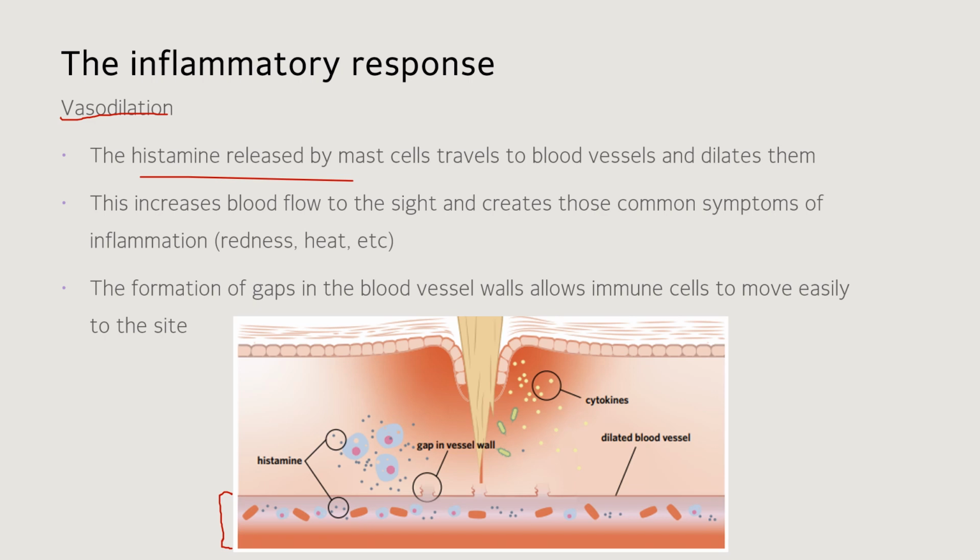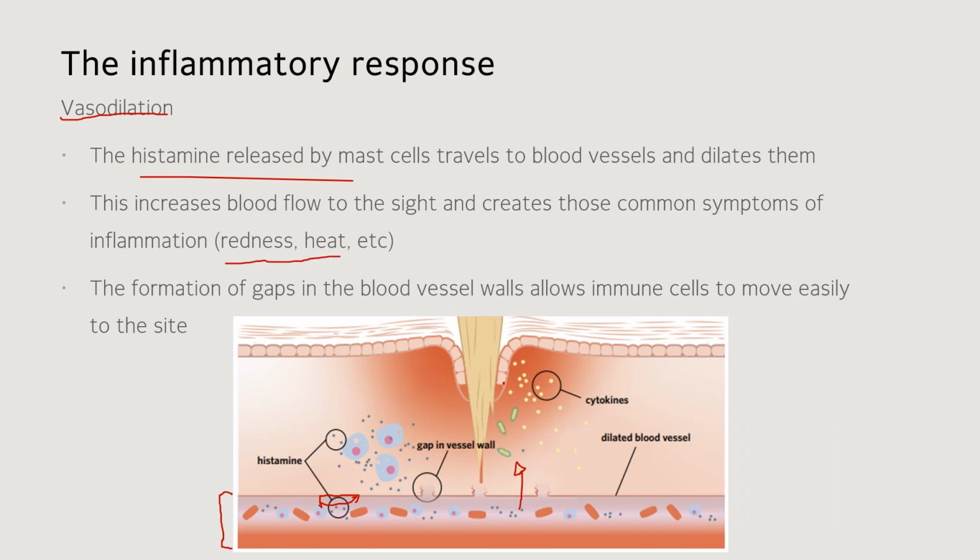Histamine also makes them leaky or permeable. So it makes blood vessels more permeable, which means immune cells can easily move through them and to the site. Okay, so we might have some complement proteins coming in, we might have some neutrophils coming in, we might have lots of different immune cells coming in because the histamine has allowed increased blood flow to the area, and you would often see this as that redness, that heat that you feel when you get an injury.